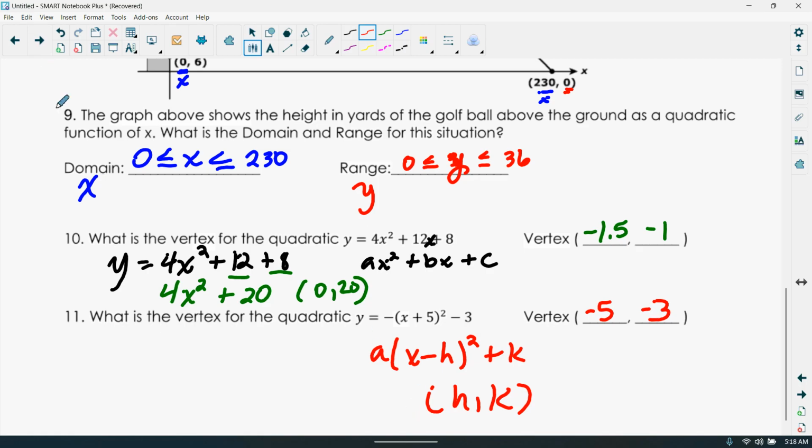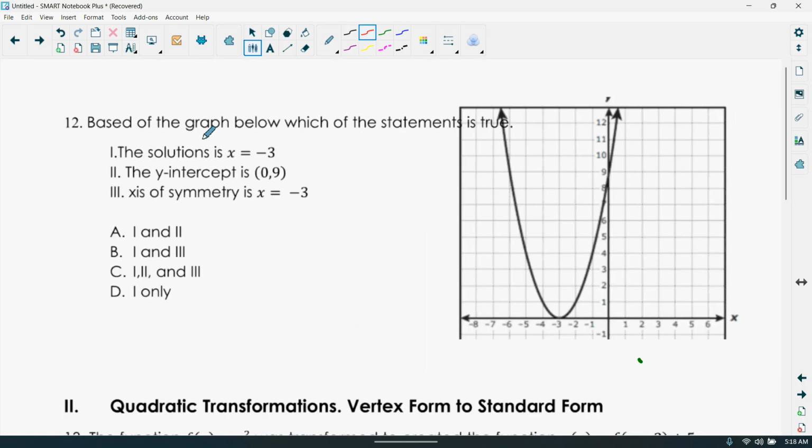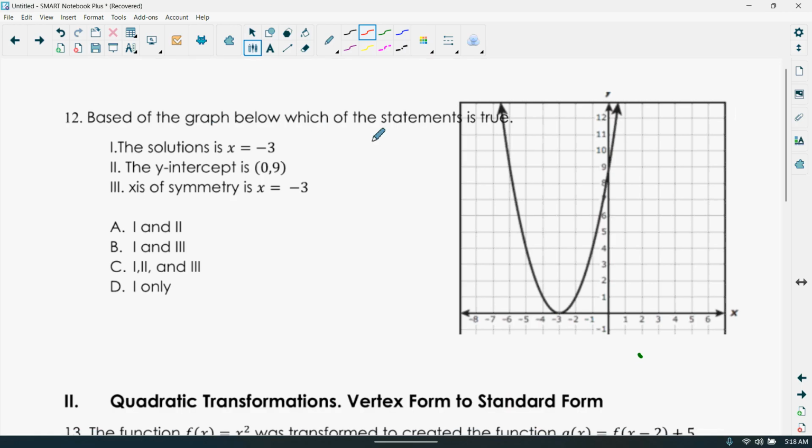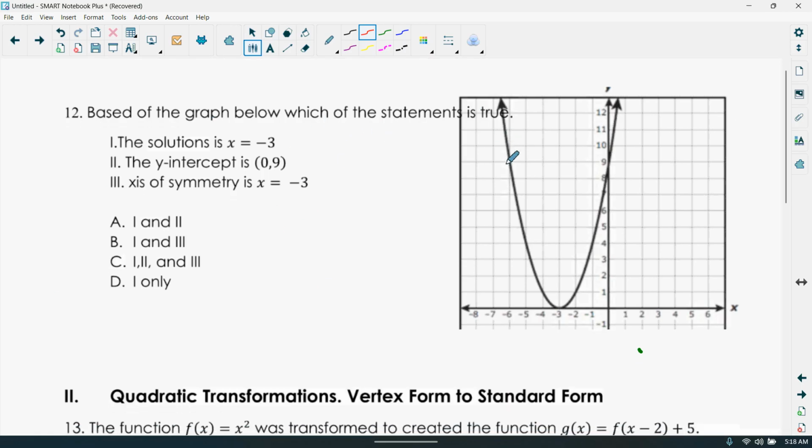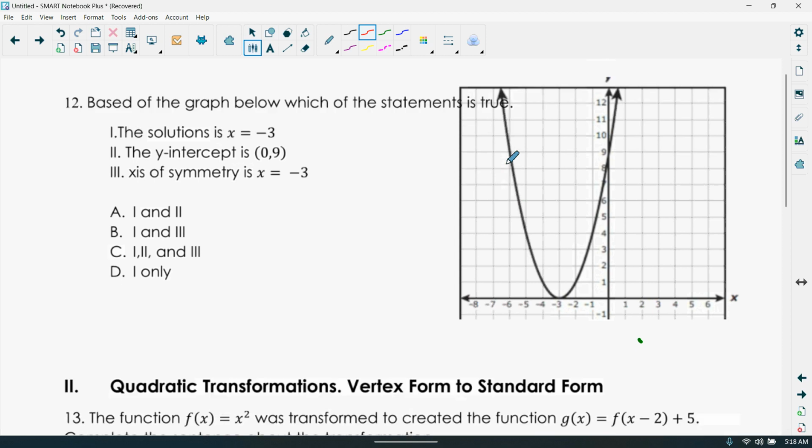Now if we go to our next concept or section, it is making sure you can determine the values that are true of the parabola. On here, the solution is x equals -3. Now if it's a solution, that means it is an x-intercept. So I just have to check that. And yep, it does touch the x-axis at -3.